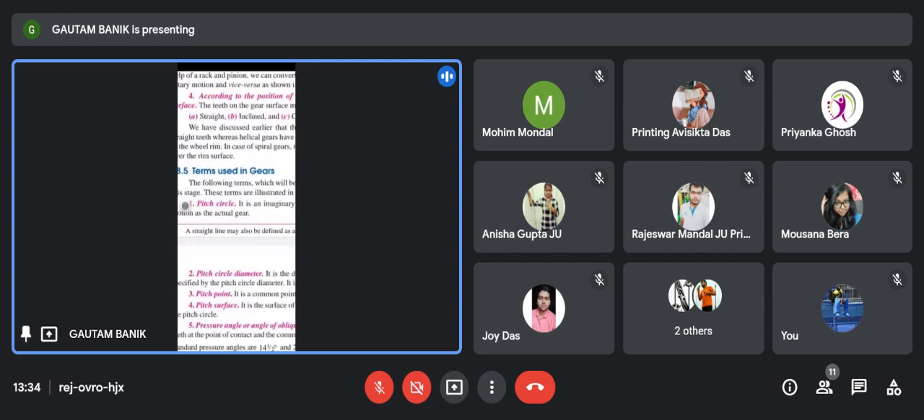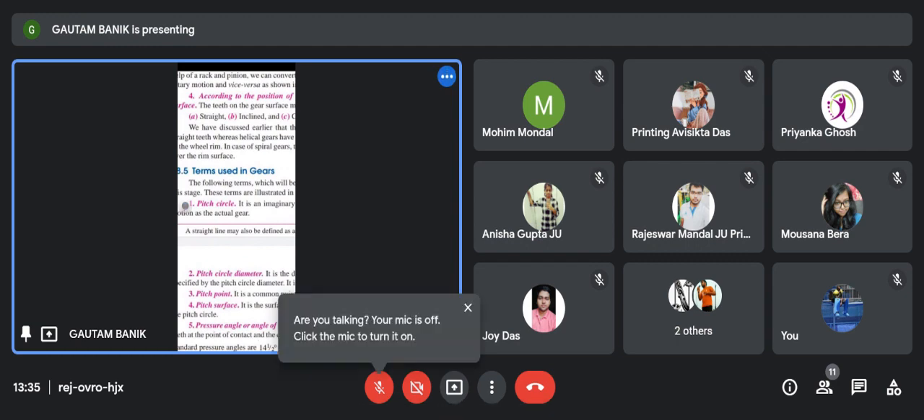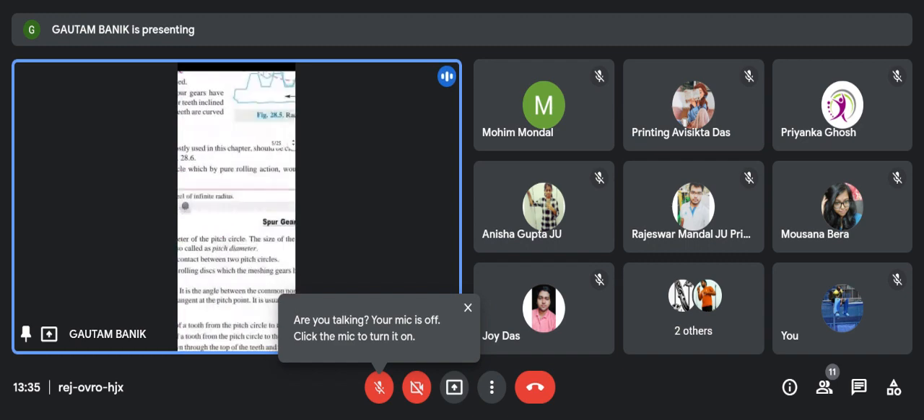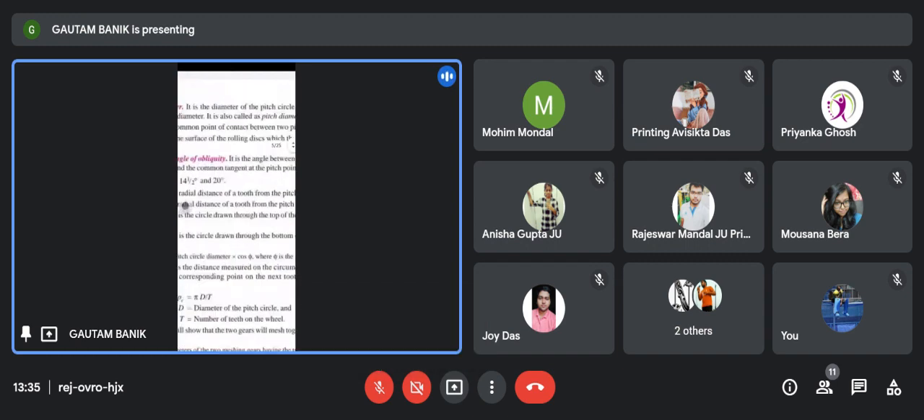Its existence is not real. You can calculate it from the addendum circle and dedendum circle: the maximum diameter plus the minimum diameter, divided by 2. You can calculate the pitch circle this way, because the shape of the gear teeth is not uniform.